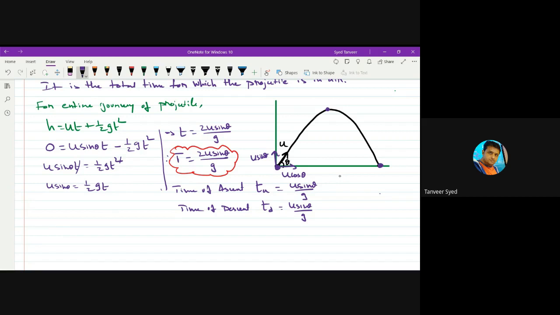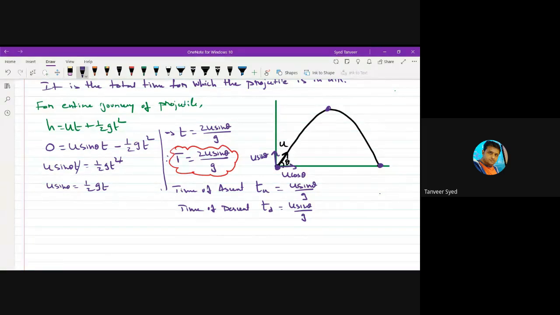The point to be understood: from the point of projection to reach maximum height, it will take time of ascent u sin theta by g. From maximum height to the point of striking, it will take time of descent, which is u sin theta by g. The sum of these two will give you the time of flight 2u sin theta by g. Very important basic things.